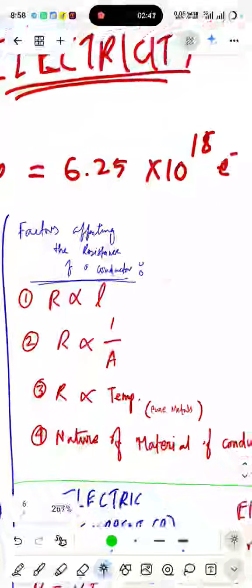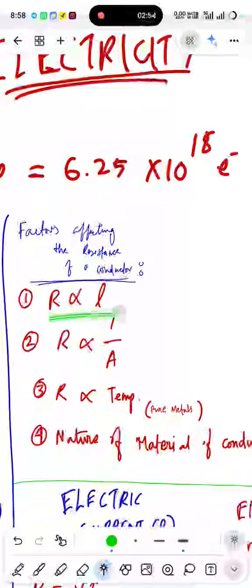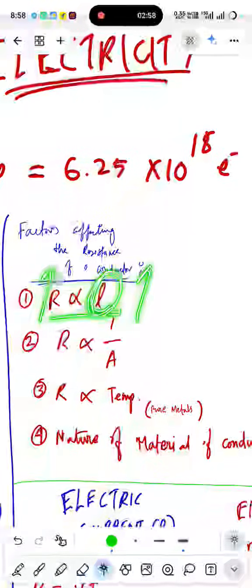Moving to our next thing, factors affecting the resistance of a conductor. So what factors affect the resistance of a conductor? There are four main factors that affect the resistance of a conductor. First, R is directly proportional to length. That means as the length increases, resistance also increases. As the length decreases, resistance also decreases.